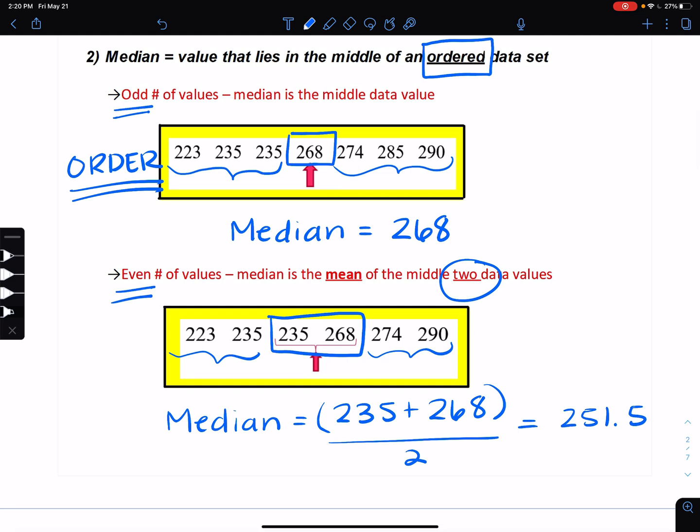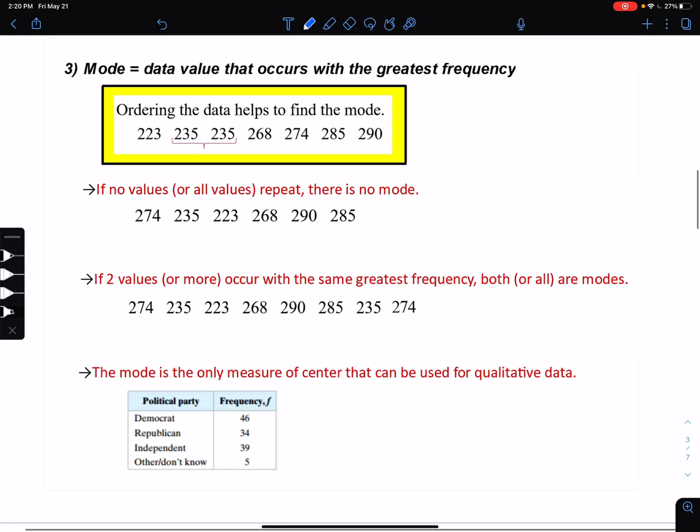Okay, so we've got our mean, we've got our median. Those are 2 possibilities. The third option for finding the center of a data set is to look for the mode. Now, the mode is no calculation whatsoever. All you do to find the mode is look for the value that occurs with the greatest frequency. Remember, frequency from section 2.1: how many times does a value occur? When you're looking for the mode, you don't have to order data, but it can make it easier because you're looking for values that repeat, and this will group them together.